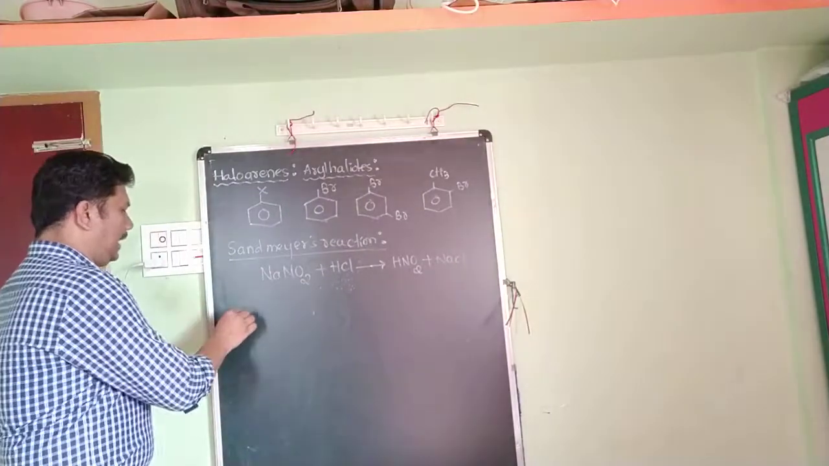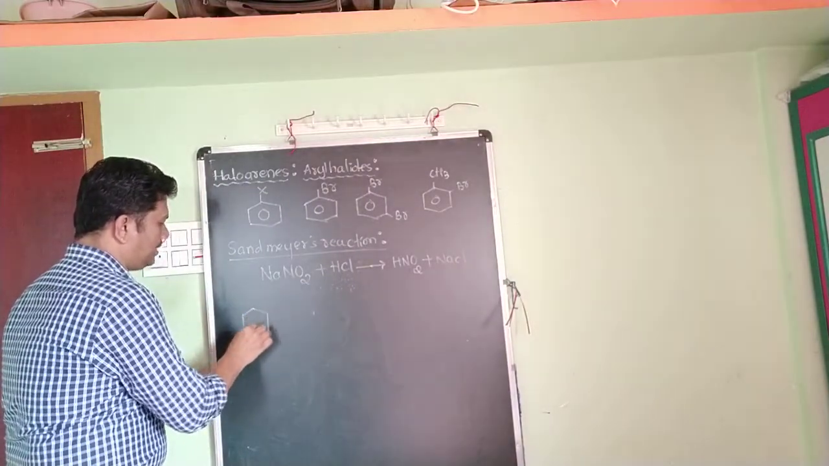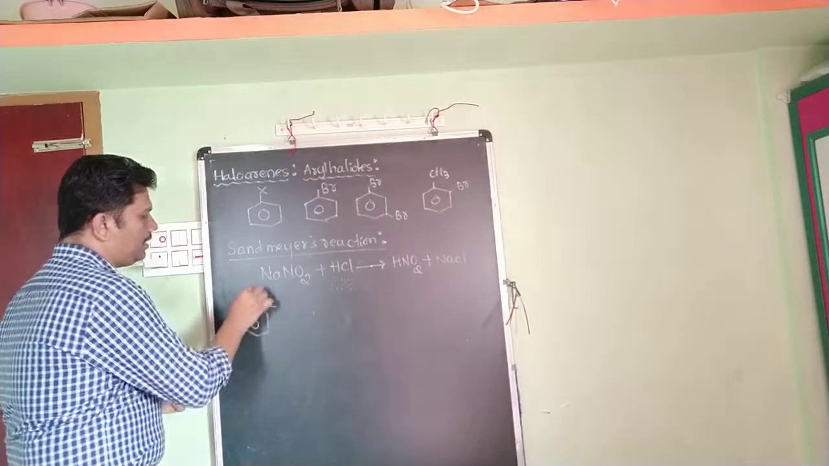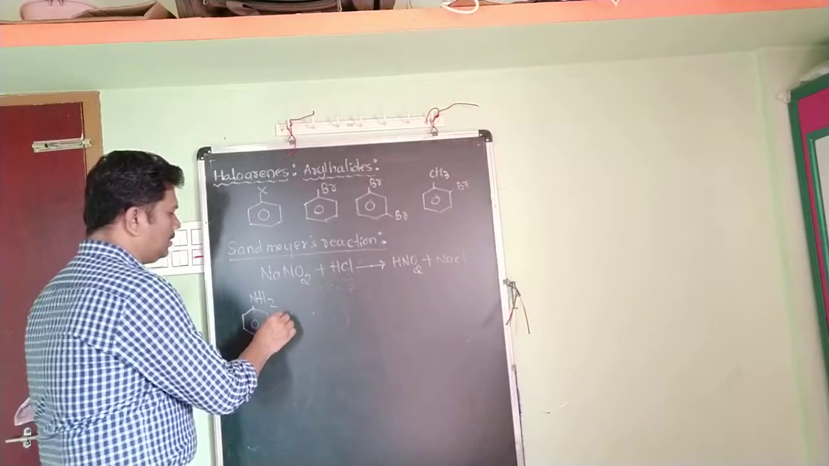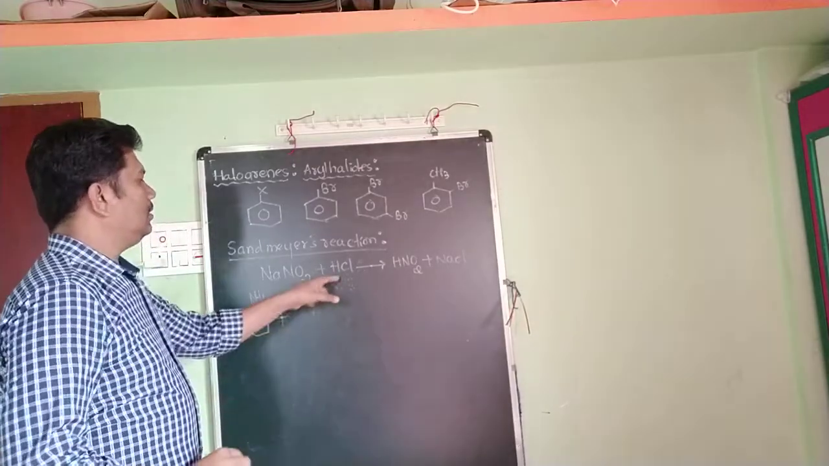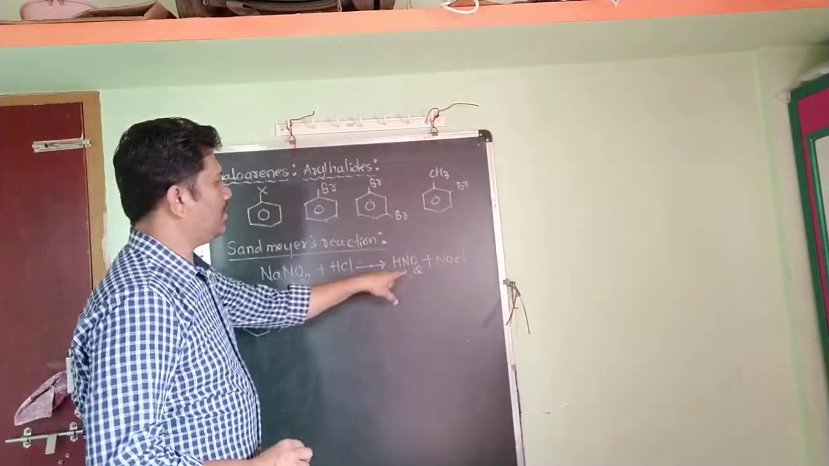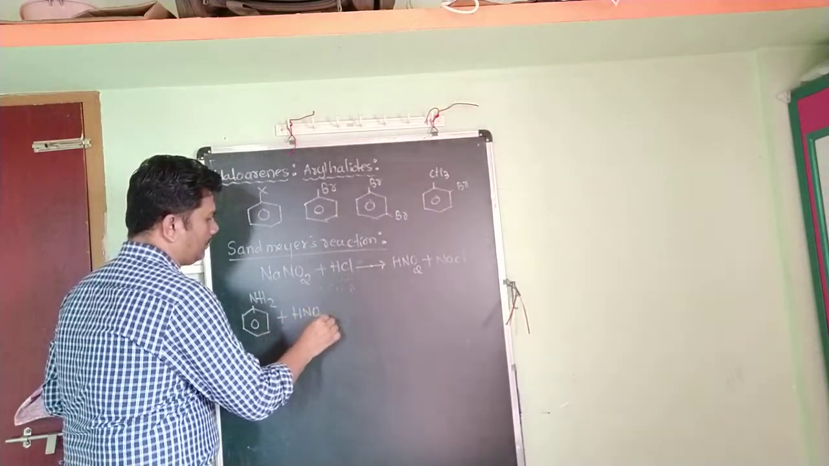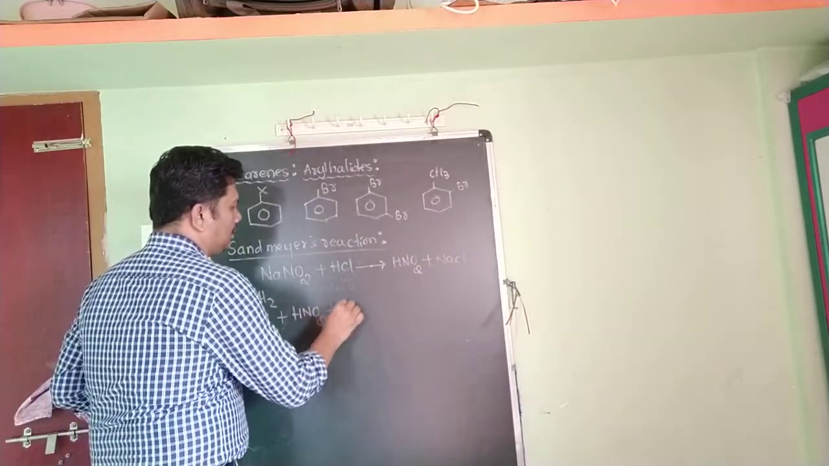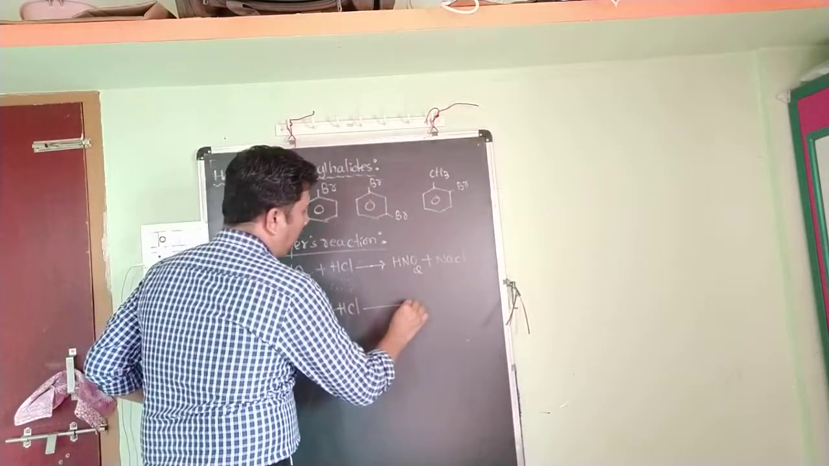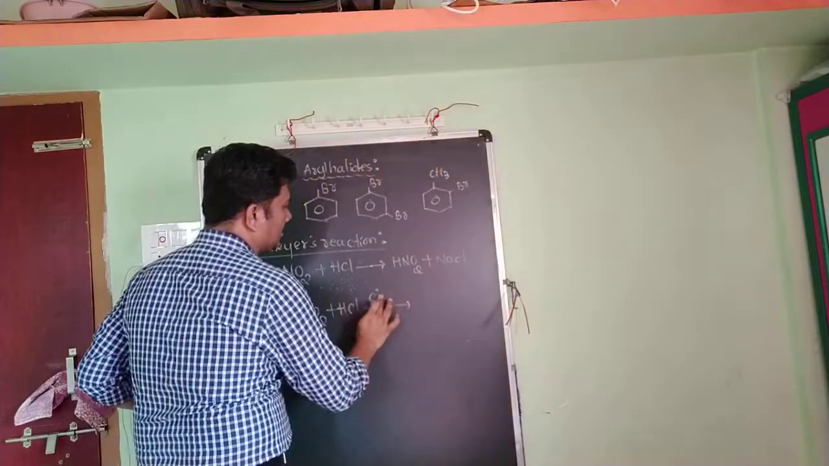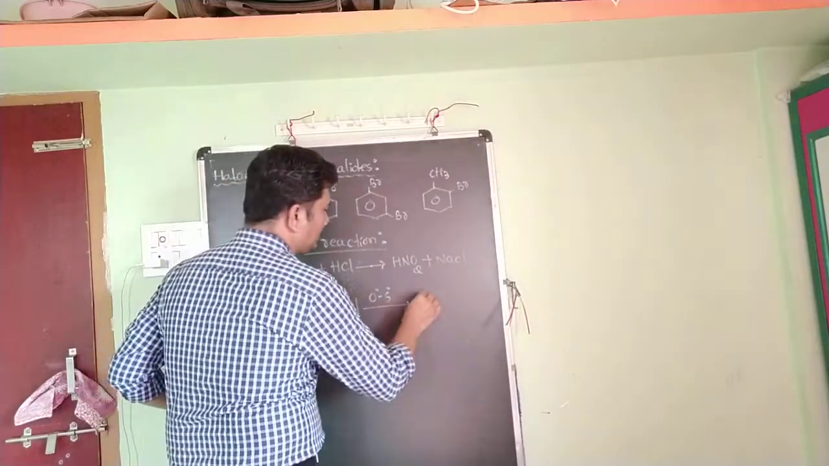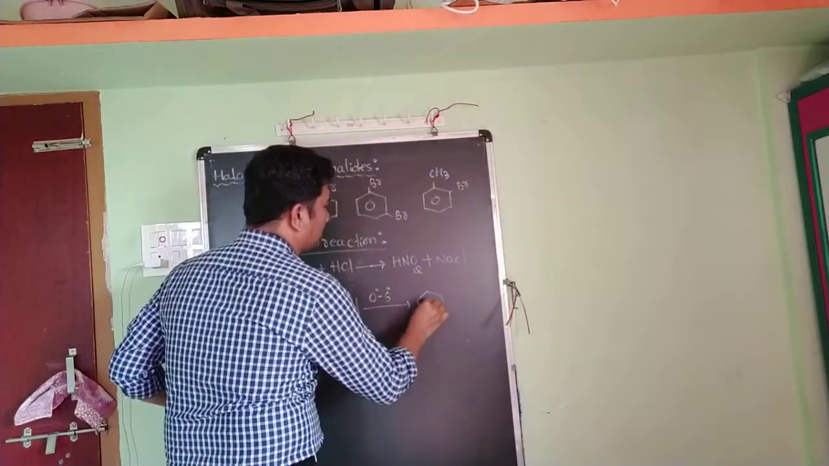Now aniline. The structure of aniline is like this: benzene ring with NH2. When aniline is treated with nitrous acid, HNO2, plus HCl at 0 to 5 degrees Celsius, there is a formation of benzene diazonium chloride.